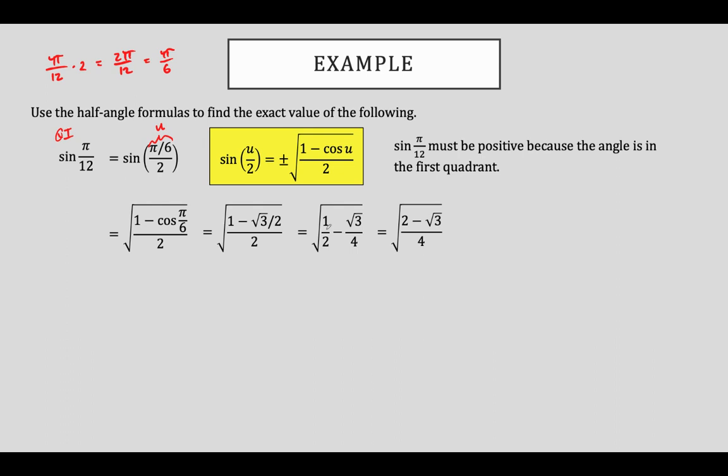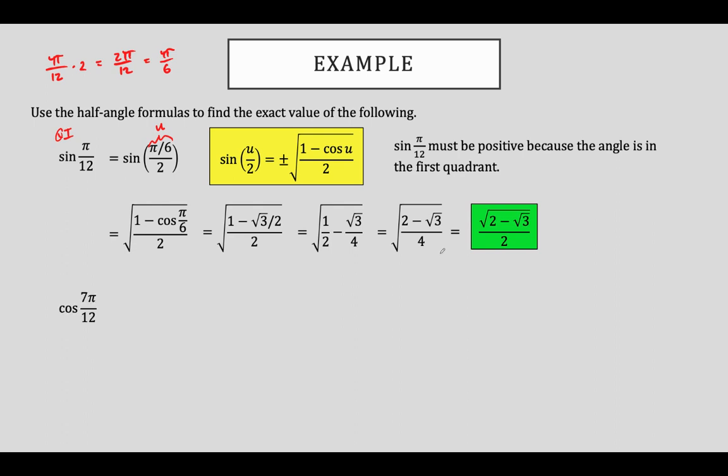And now I can take the square root of the numerator and the square root of the denominator. Nothing is going to simplify in the numerator. However, what is nice, the square root of the denominator turns into 2, giving us our final answer: the square root of 2 minus root 3, all underneath that radical, divided by 2.